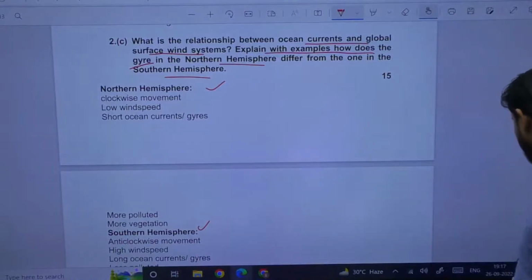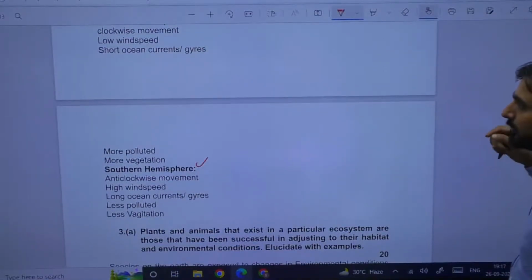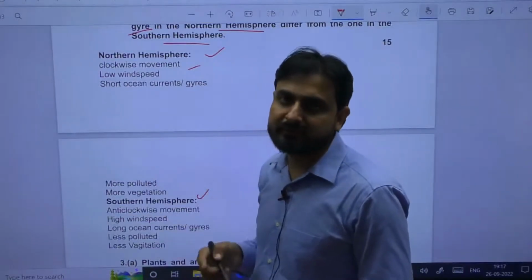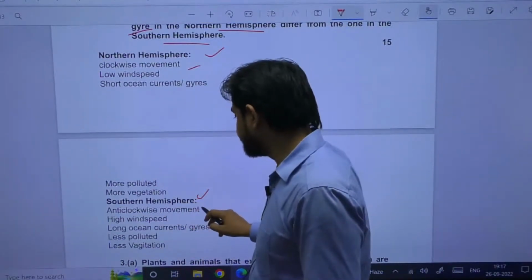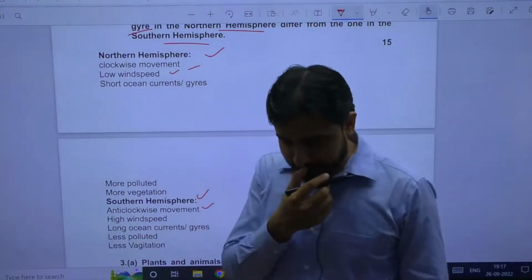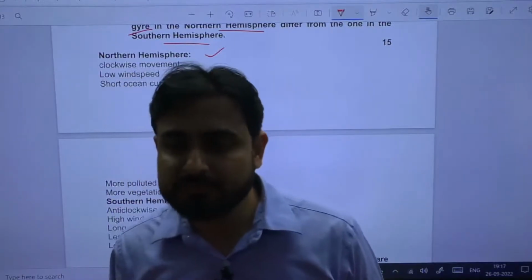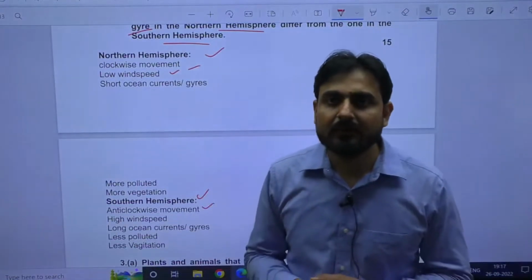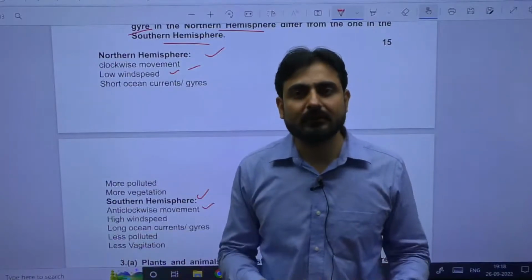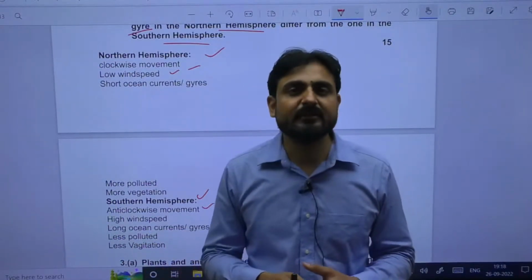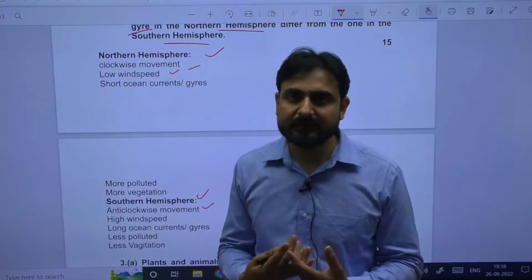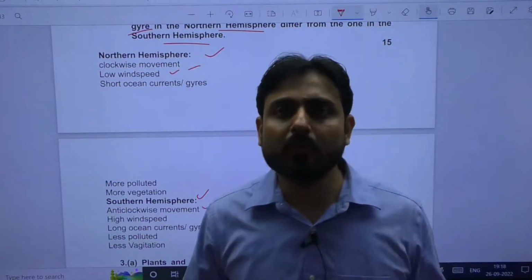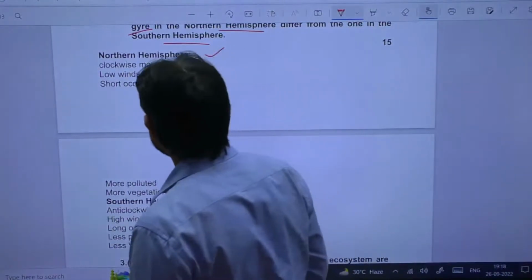Within the northern hemisphere, you may define the pattern as clockwise movement, while in the southern hemisphere we notice anti-clockwise movement of the ocean currents. Then low wind speed, generally due to more presence of land mass in the northern hemisphere, while there is a huge absence of land mass in the southern hemisphere, which further increases the wind speed and reduces the barrier to the wind, which further leads to more flow of water current, fast flow of water current.